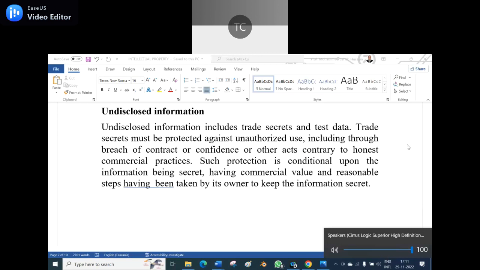Yes, thank you very much. See, information which is not revealed is what we can call undisclosed information. Is it clear?